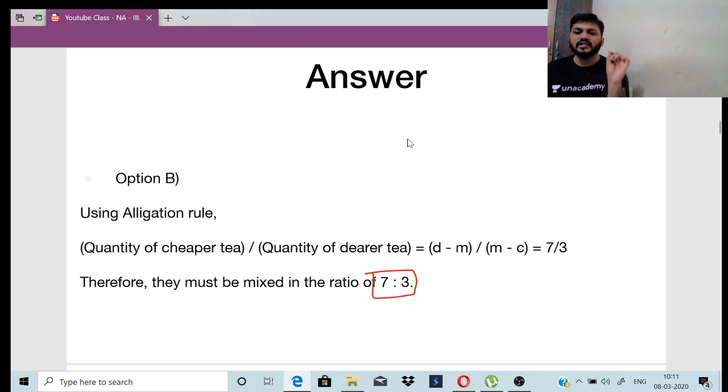Whenever you encounter such questions, use the alligation rule. That is the basic trick. Okay, you can't substitute by equations and all. Use this trick, you will get the answer in just 2 seconds, right? 62, 65, 72. 72 minus 65 is 7, 62 minus 65 is 3, right? In 2 seconds you'll get the answer. Don't go for the equation method here, x and y. Okay, don't go for it.